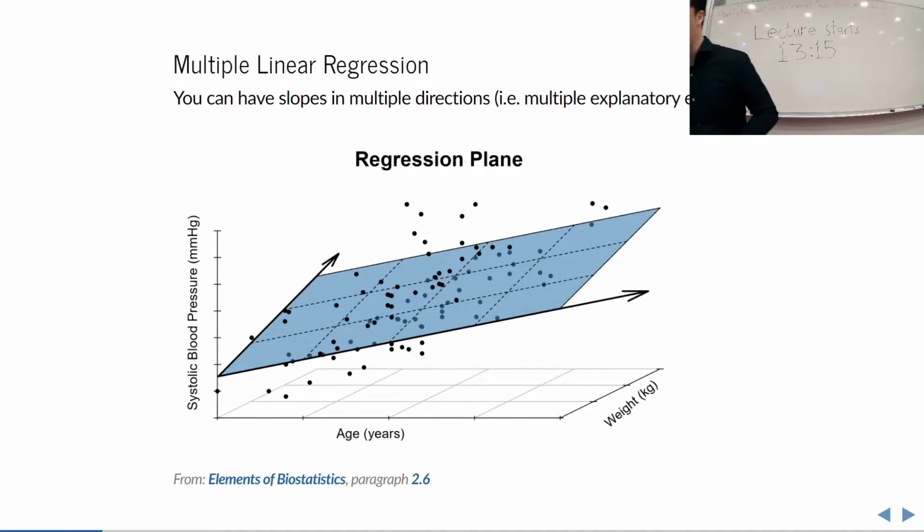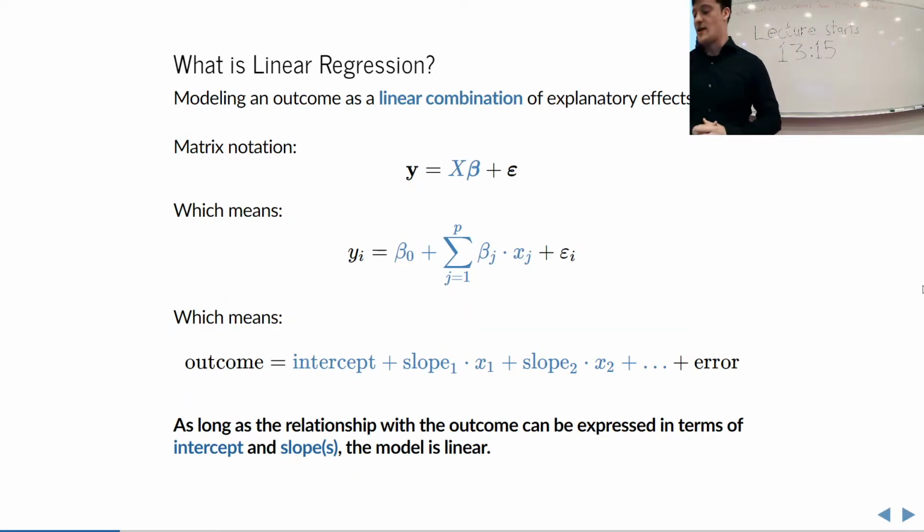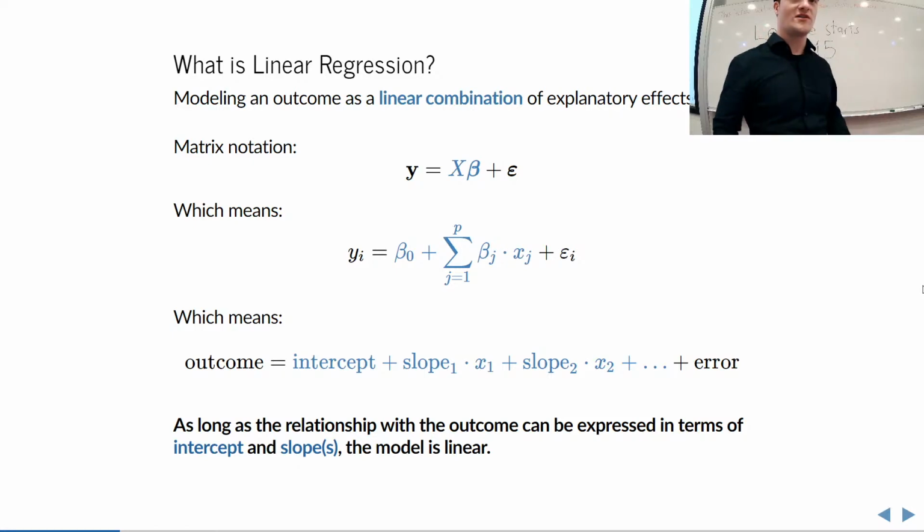Yeah, and even though this is no longer a line, this is a plane, because it's in two directions, it is still a linear model, because all it is is an intercept, which is where it hits the y-axis, and then a slope times the age, and a slope times the weight. So again, this is still linear. Okay, so what I'm trying to say is, as long as you can express a relationship with an outcome in terms of intercept and slope, then it's linear.